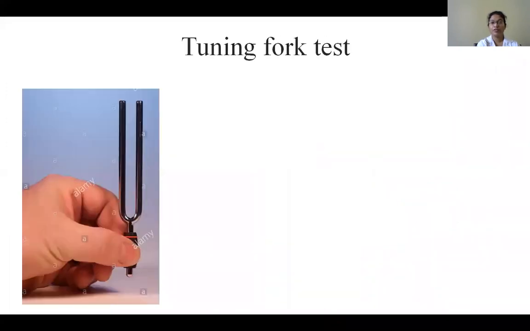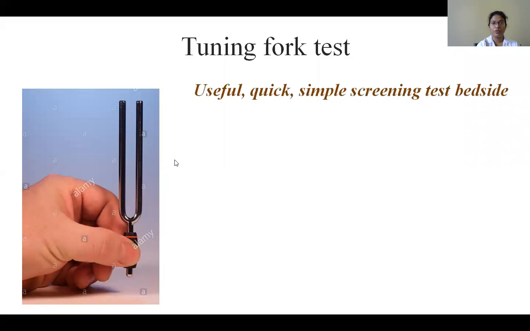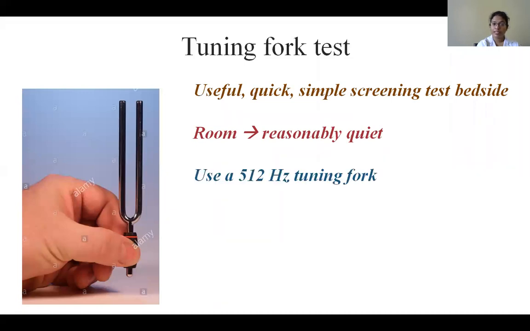Going to the next, the tuning fork test, the standard bedside assessment for hearing. So this is what we do. As you see, this is the tuning fork. It is a quick, useful and simple bedside screening test. As usual, the room should be reasonably quiet. If there is a lot of background noise, the person may not be able to appreciate the sound produced by the tuning fork. And for the tuning fork test, we use a 512 Hertz tuning fork.